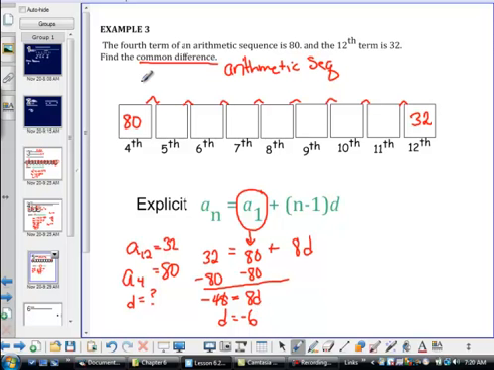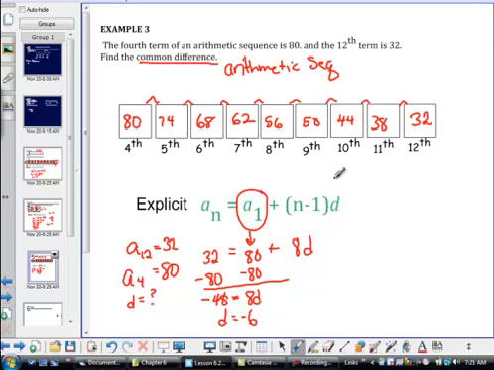So let's see if that works. Negative 6, that would have been 74. That would have been 68. That would have been 62. That would have been 56. That would have been 50. That would have been 44. That would have been 38, and voila, it does work. So all I did was manipulate this.